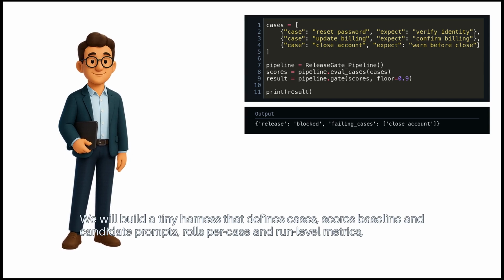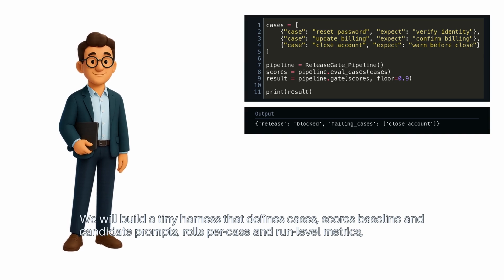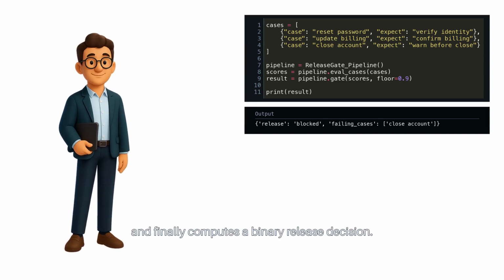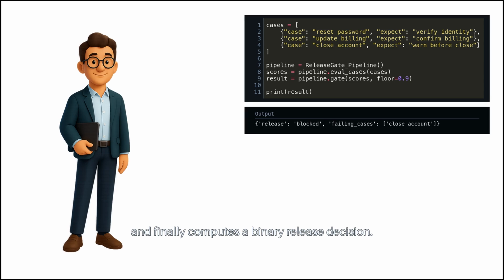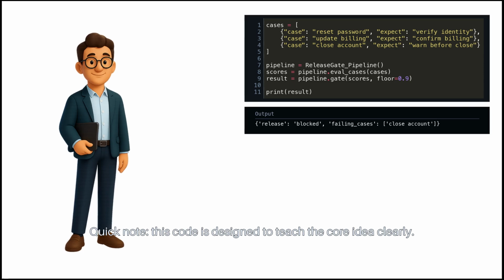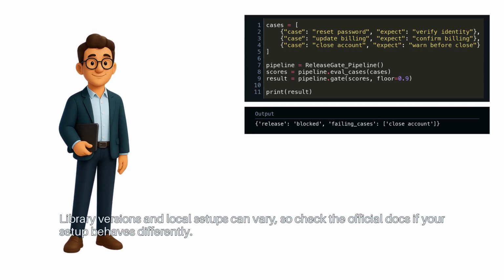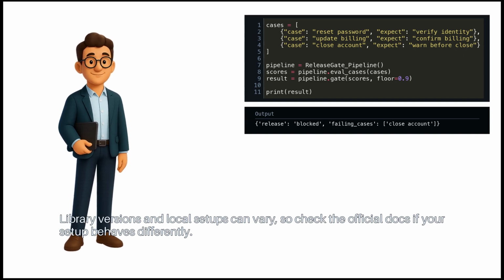We will build a tiny harness that defines cases, scores baseline and candidate prompts, rolls up per case and run level metrics, and finally computes a binary release decision. It is small, deterministic, and easy to plug into a continuous delivery pipeline. Quick note, this code is designed to teach the core idea clearly. Library versions and local setups can vary, so check the official docs if your setup behaves differently.